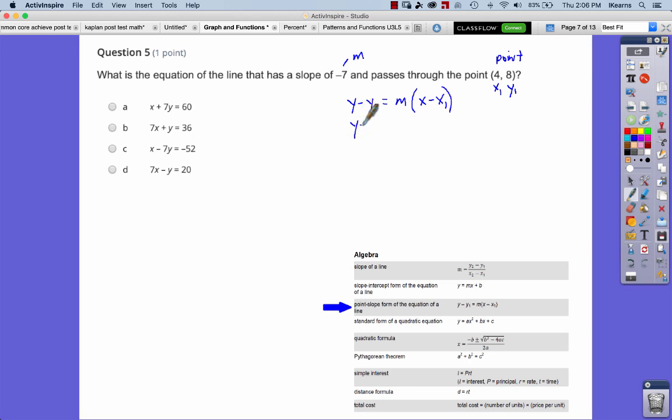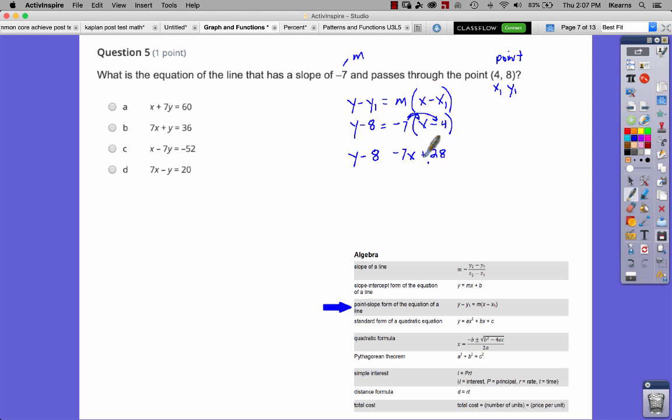y minus y1, which is 8, equals the slope, which is -7, times x minus x1, which is 4. All right, so the first step is we have to distribute this -7 across the parentheses. So -7 times x, and then we're going to do -7 times -4 here. So -7 times x is -7x. -7 times -4 is +28. Okay? And we have y minus 8.